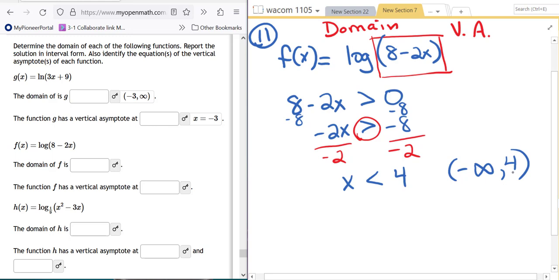Your vertical asymptote will be 4. You're coming up to that. That's as far as we can go.